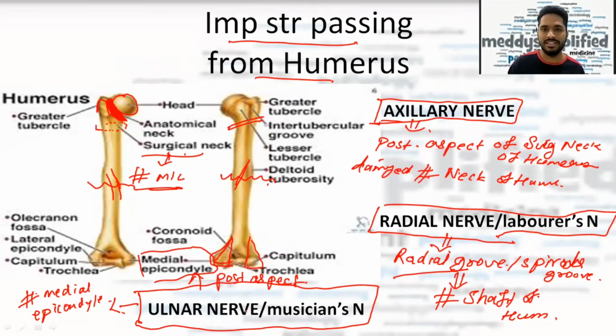Now, the important thing is that you should remember all the muscles and the sensations which are supplied by this axillary, radial and ulnar nerve. You should remember which muscle the ulnar nerve is supplying, which muscle the radial nerve is supplying, which muscle the axillary nerve is supplying. And if the question is very deep, they are asking very integrated and very deep, or they want to complicate the question, they will ask you which muscle will be affected.